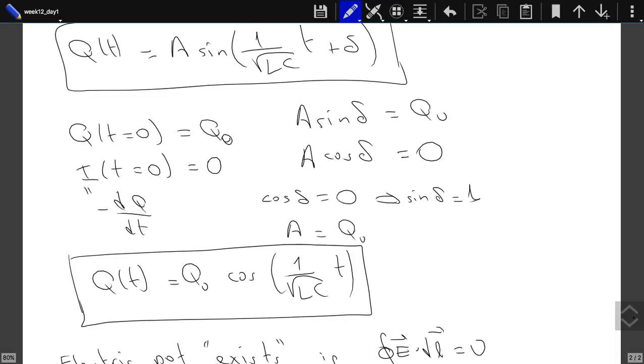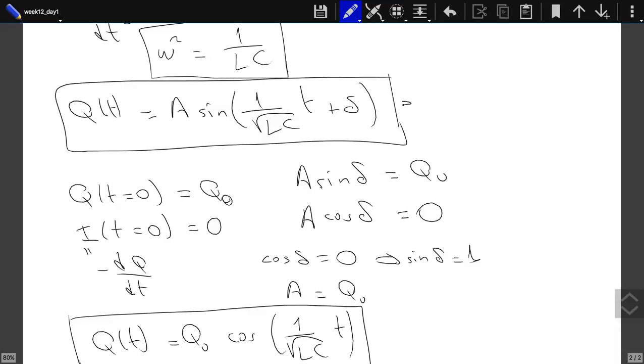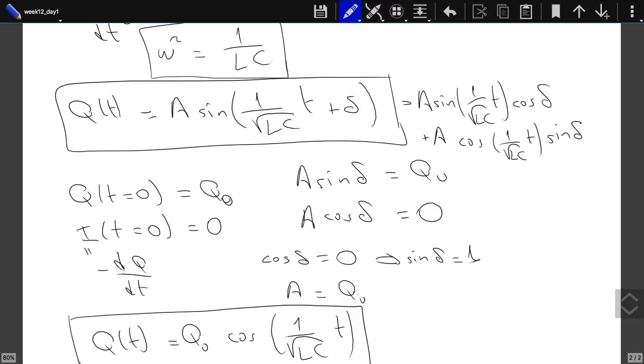Now, jumping from the sine to the cosine, I was kind of cheating. If cosine delta is equal to 0, we are happy with sine delta being 1 or minus 1, so you have to do some more work. The easiest thing to do is use the trigonometric identities. This is A sine delta cosine of 1 over square root of LC times t, plus A cosine delta sine of 1 over square root of LC times t. We know A sine delta is Q0, and A cosine delta is 0, so that term is 0. Our solution is Q0 times cosine of 1 over square root of LC times t.